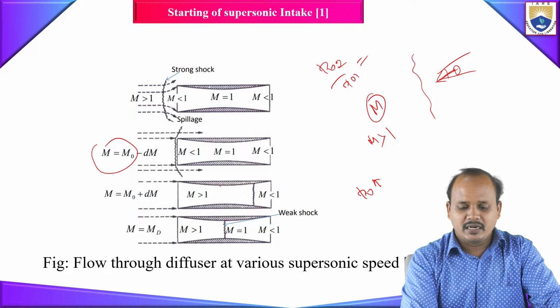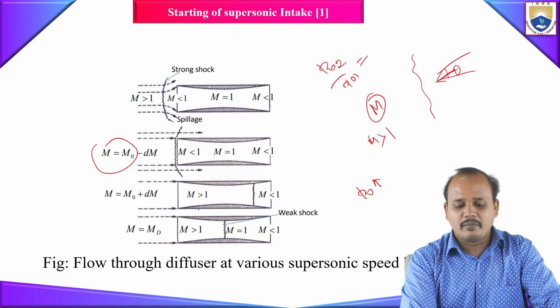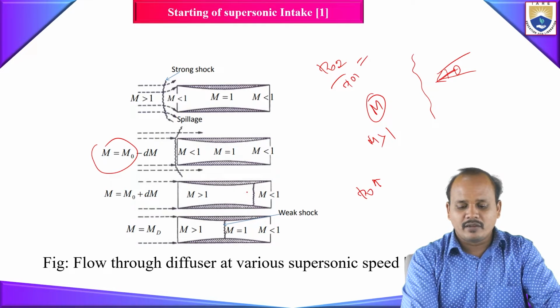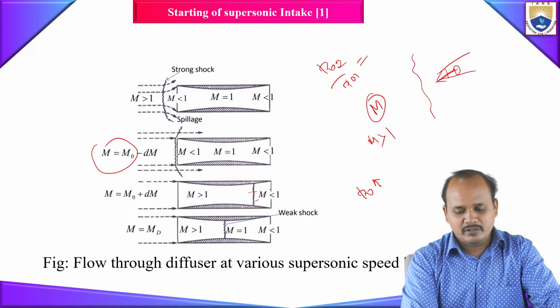But when it reaches the throat location, the Mach number will become 1, because here a supersonic flow entering the convergent section will be decelerated. Okay. But after that, what is going to happen? When the flow is crossing, it will become subsonic.